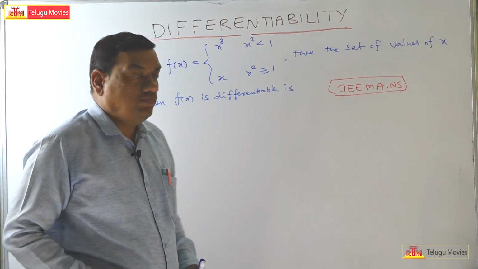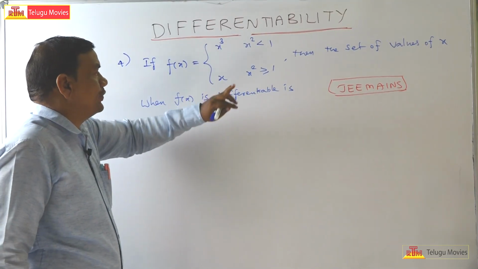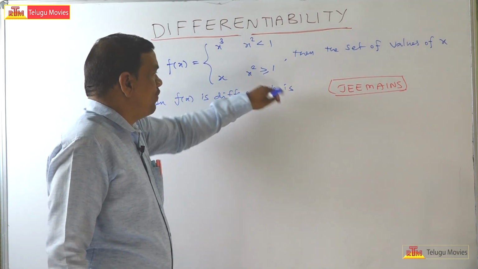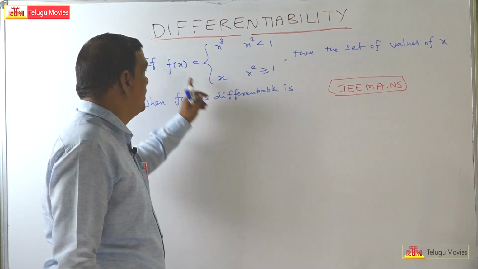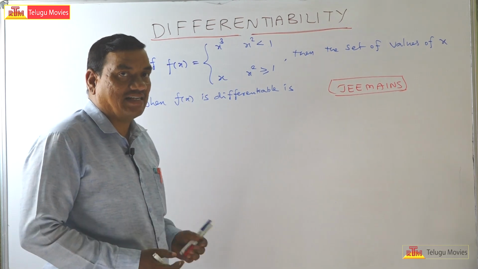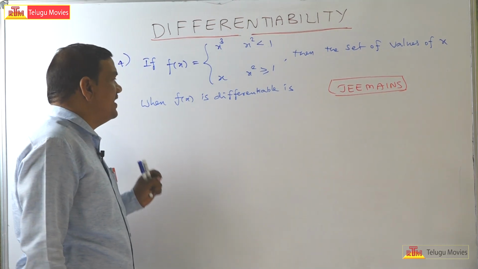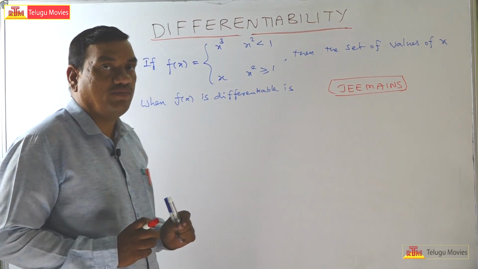Welcome to the next problem. The next problem is f of x is equal to x cube, where x square is less than 1. When x square is greater than or equal to 1, f of x is defined as x, that is a straight line. Then find the set of values of x when f of x is differentiable.